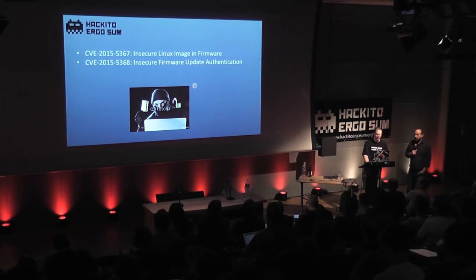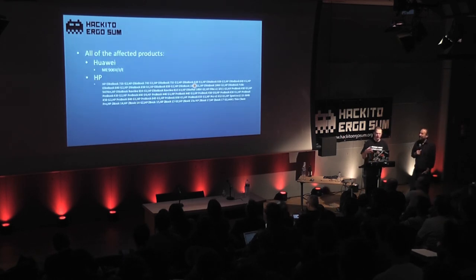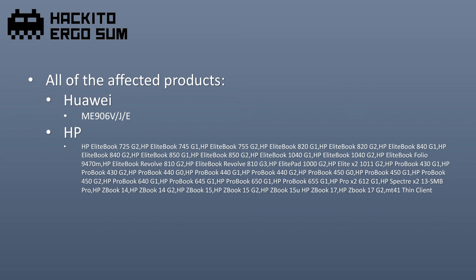So we're going to look at the affected products. If you have an HP laptop, we're sorry. The Huawei module is being manufactured in three types: V for the U.S. market, J for Asia, and E for Europe. Usually in Europe, the ME906E is what HP uses to sell with its LTE-enabled laptops, which are listed there. Yeah, so HP takes the Huawei module and just rebrands it. I can never remember the model number. There are other vendors that do the same. You can find that on your own. We're not going to mention them. It's kind of like shaming.